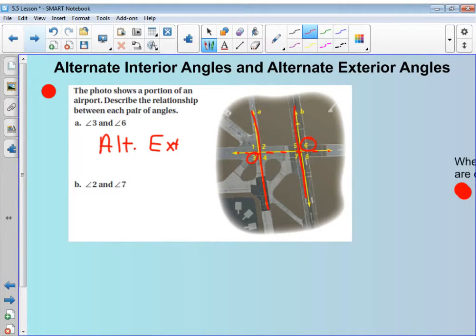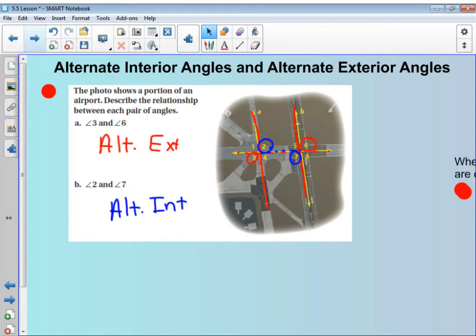exterior angles. Now let's look at 2 and 7. They're inside of our parallel lines, so they're interior angles, and on opposite sides of the transversal there, so that would be alternate interior angles. That's it for this part of the lesson. It's just having you work a little bit more with those interior, exterior, and then the alternate interior and the alternate exterior. I know those alternate ones are kind of confusing, but just remember that when it's interior, they're the ones inside of the parallel lines.